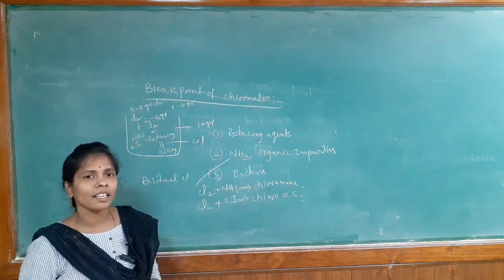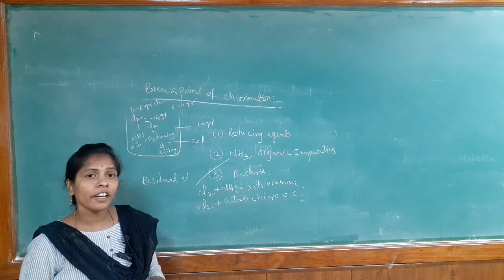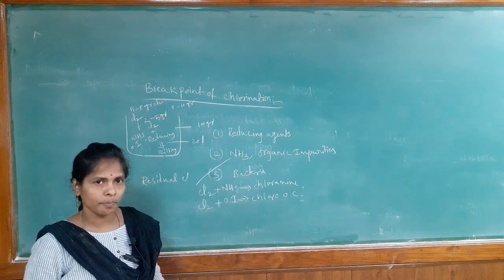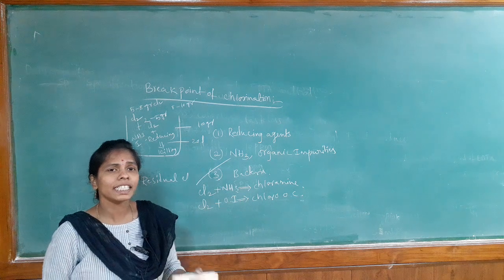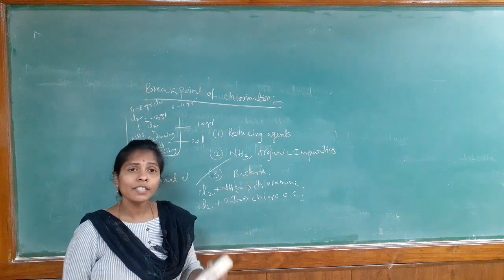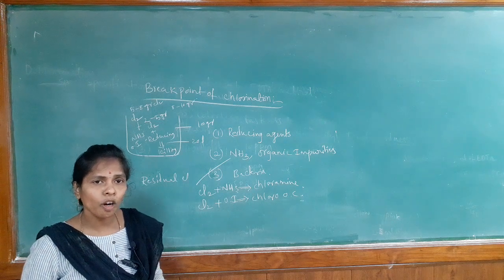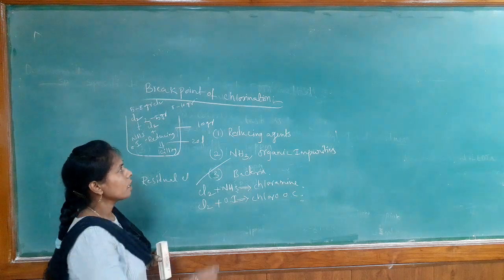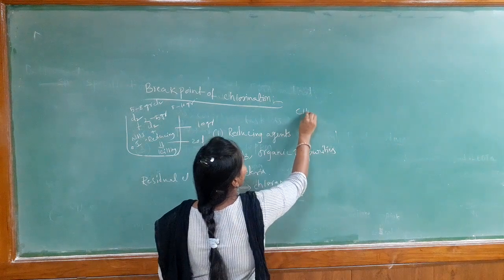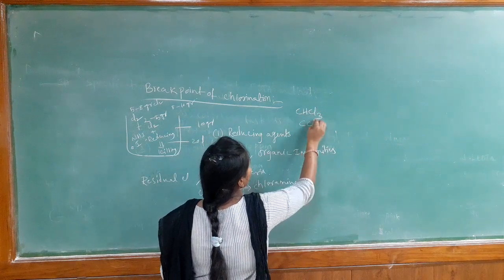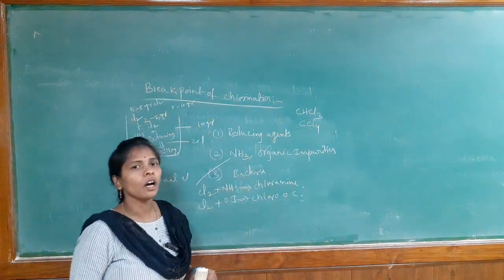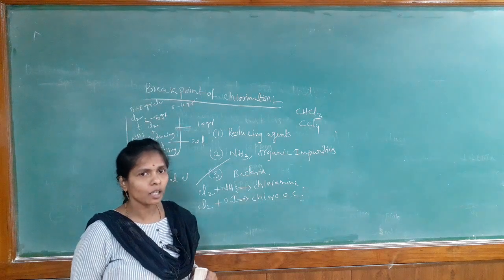So, now let us see what happens when it is exceeding 35 ppm. What happens when it is exceeding 35 ppm? It is forming some byproducts. Those byproducts are chloroform and carbon tetrachloride. So, these are the byproducts of adding excess amount of chlorine to the water sample. Those are chloroform and carbon tetrachloride.